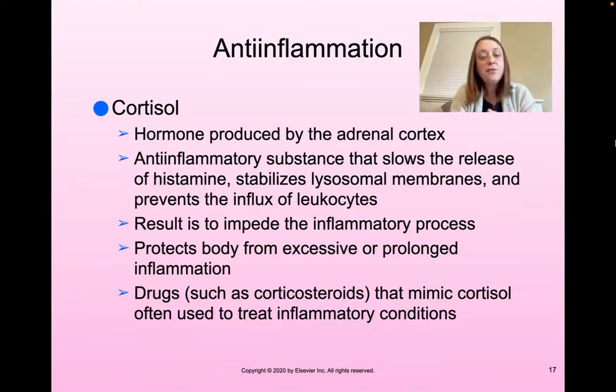And then we also have drugs like corticosteroids that mimic cortisol in the body. We often use these to treat inflammatory conditions if they're out of hand.